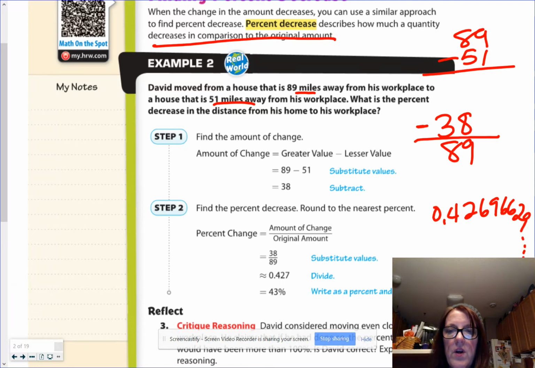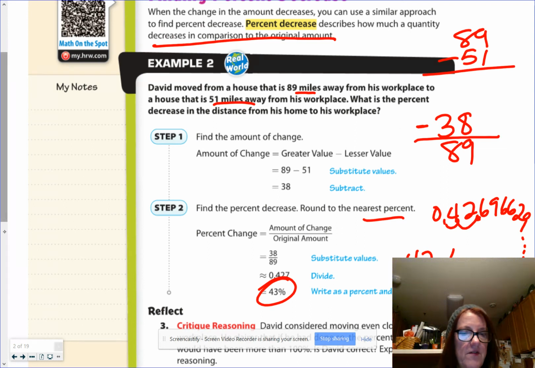Okay. We're going to move it 2 decimal places. So you get 42 point. Now, this one said round to the nearest percent. Since this next digit is a 6, and that's bigger than 5, round this guy up to 43%. There you go.